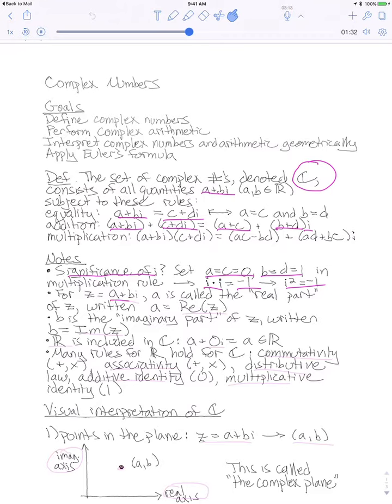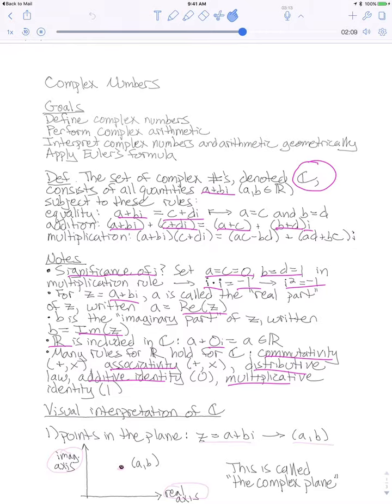So for a complex number z equals a plus bi, a is called the real part of z, written Re of z, and b is called the imaginary part of z, written like this, Im of z. And you can take note that the real numbers are included in the complex numbers just by setting the b, the part in front of the i, equal to 0. And many of the rules for real numbers hold for complex numbers too. So commutativity of addition and multiplication, associativity, the distributive law, the additive identity is still 0, the multiplicative identity is still 1, and so forth.